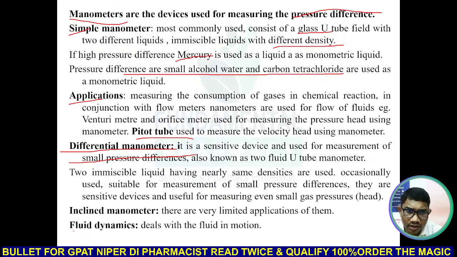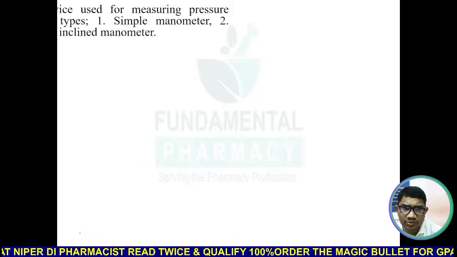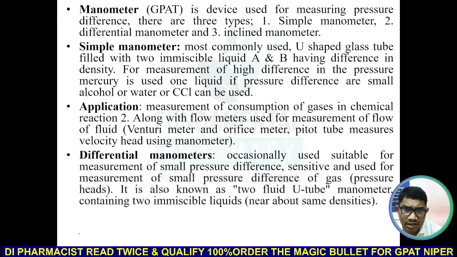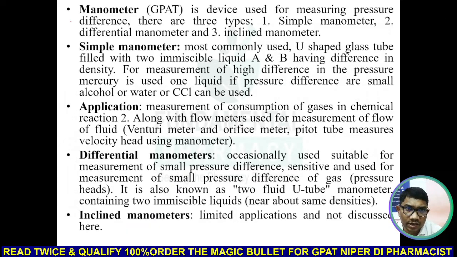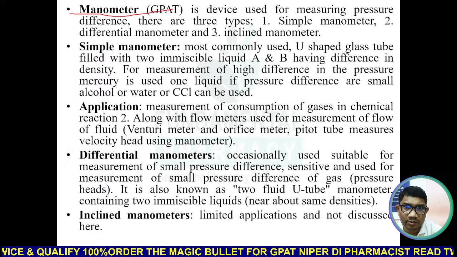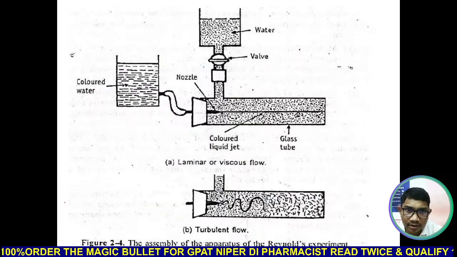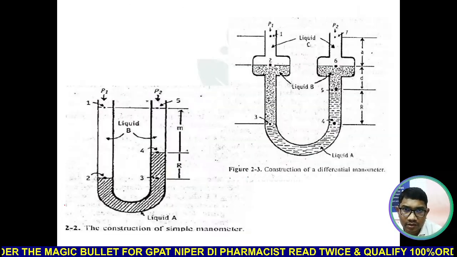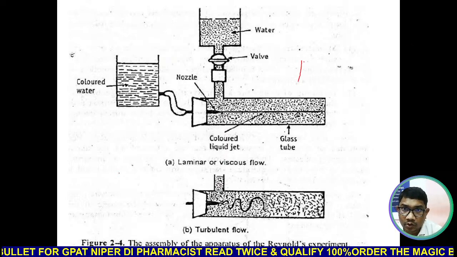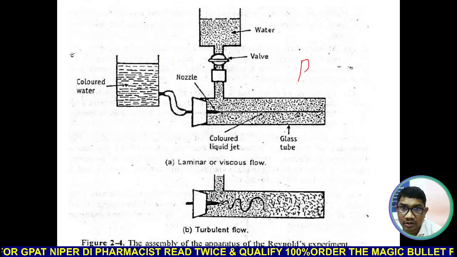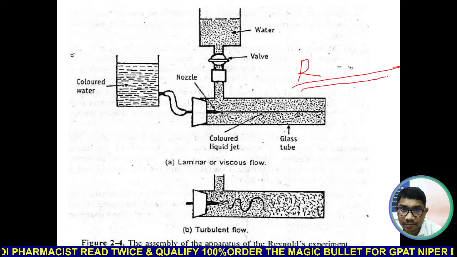We have seen this inclined manometer. They don't have application in pharmacy. Then we have seen the fluid dynamics. We have seen the Bernoulli's theorem also. जैसे यहाँ पे देखो, मैनोमीटर के बारे में क्वेश्चन ऑलरेडी आ चुका है, 3-4 बार बोल चुका हूँ. Simple manometer, differential manometer, inclined manometer, right? Now we have seen the Reynolds experiment also in detail. So I'm not going to revise it. We have already seen Reynolds experiment in detail.